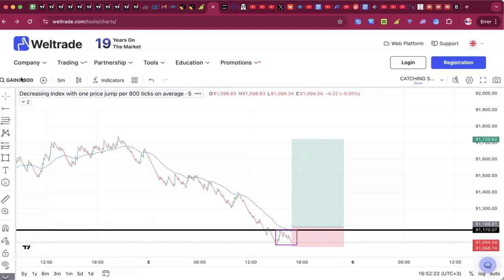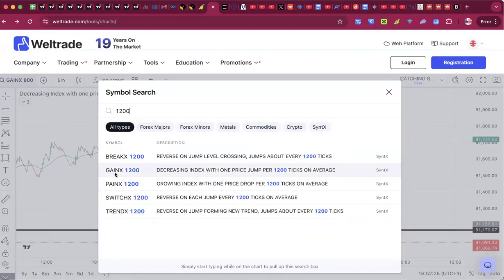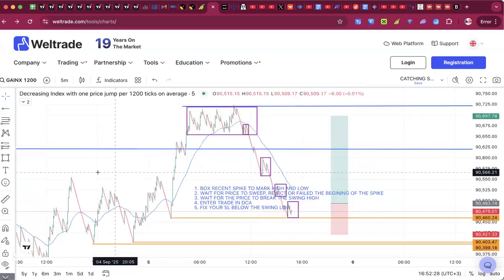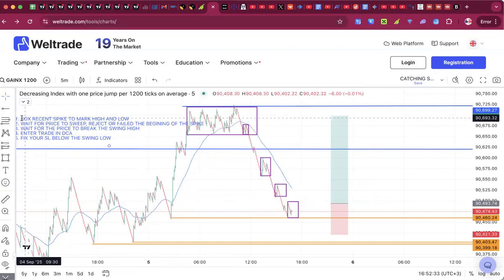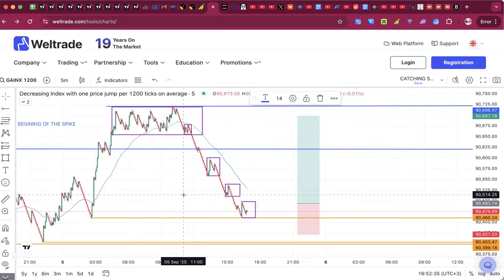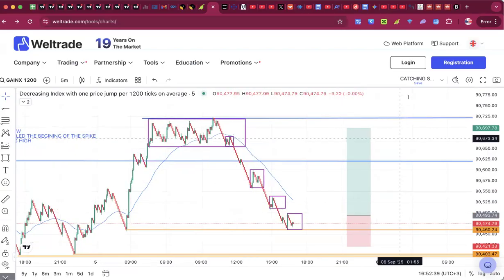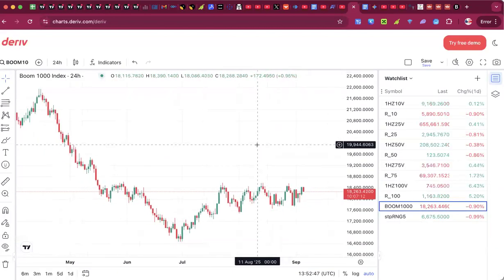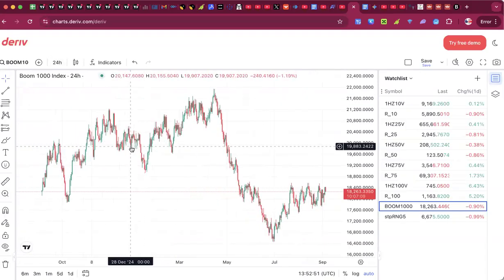So let's quickly check back 1,200. See, the 1,200 only did a spike and no movement up to now. So except if there's a crossover, you don't trade it. So this is how you trade. Let me go to Boom and Crash and show you on Boom 1,000. Here is Boom 1,000. And of course, you do the same thing I just showed you.